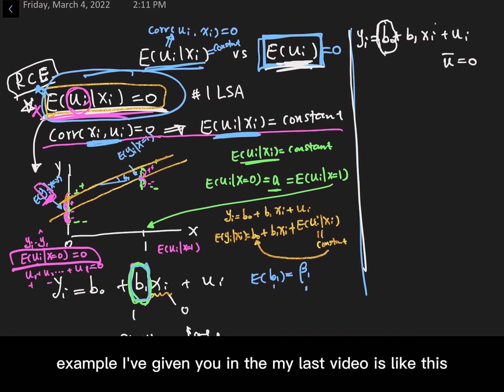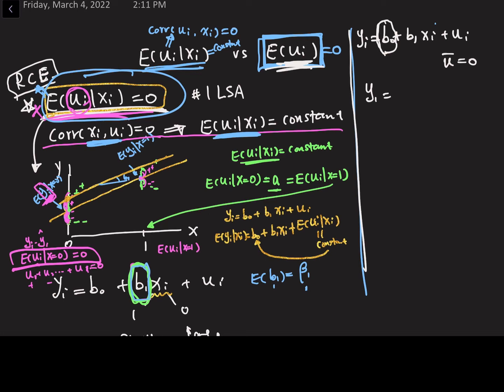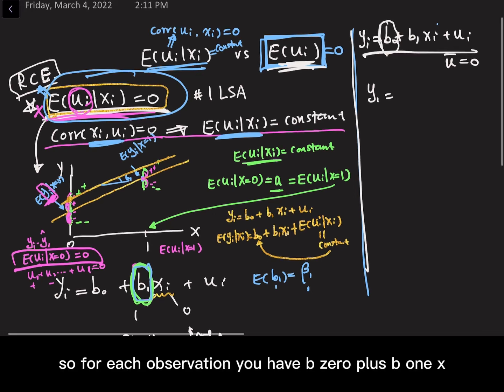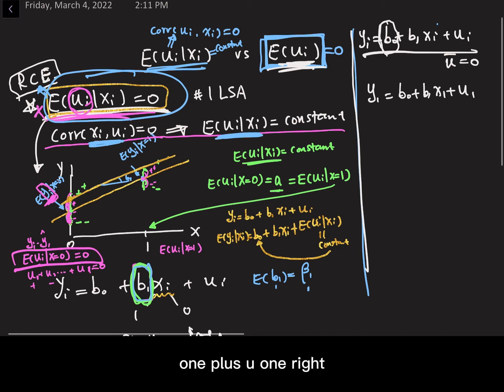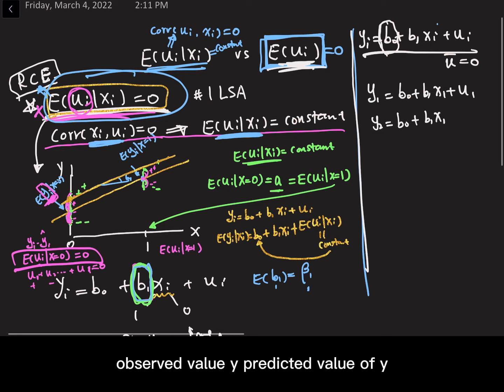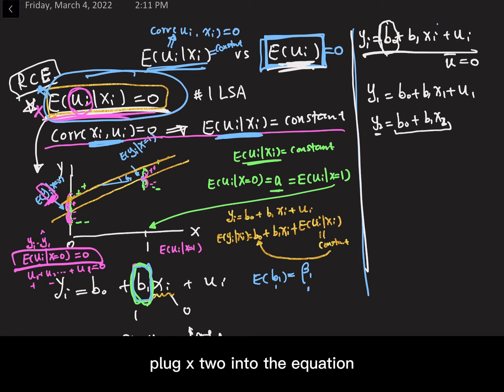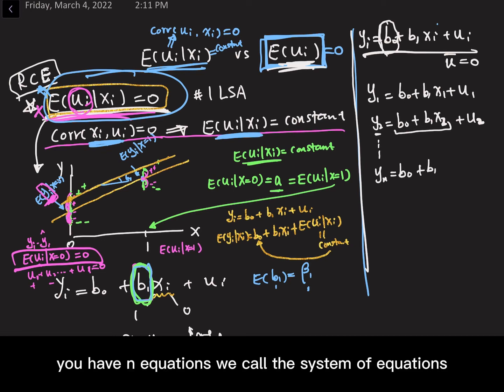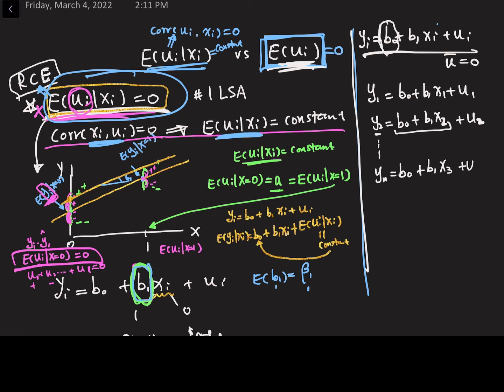The example I gave you in my last video is like this. Suppose we just use this regression as an example. For each observation, you have y equals b0 plus b1 x1 plus mu1. For each observation, we have the observed value y and the predicted value y. Plug x2 into the equation and get the estimation error. So if you have n observations, you have n equations. We call this a system of equations, and then you have this mu n.